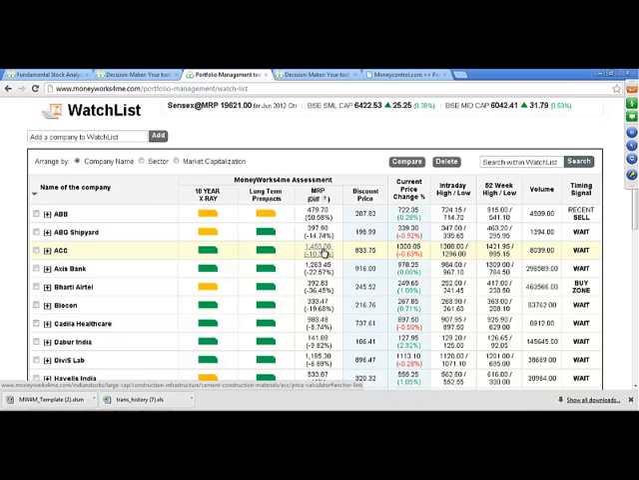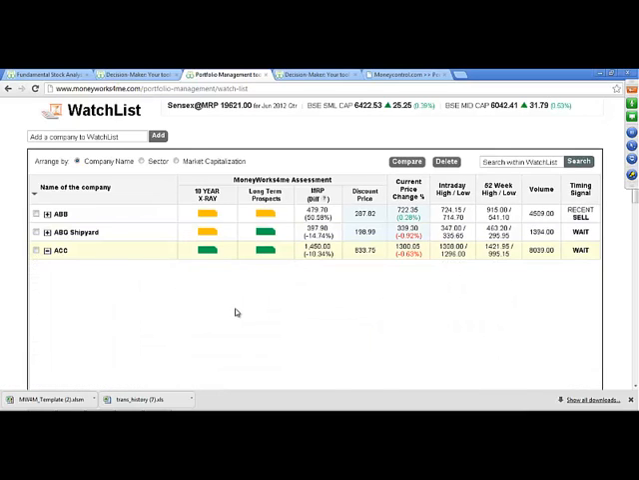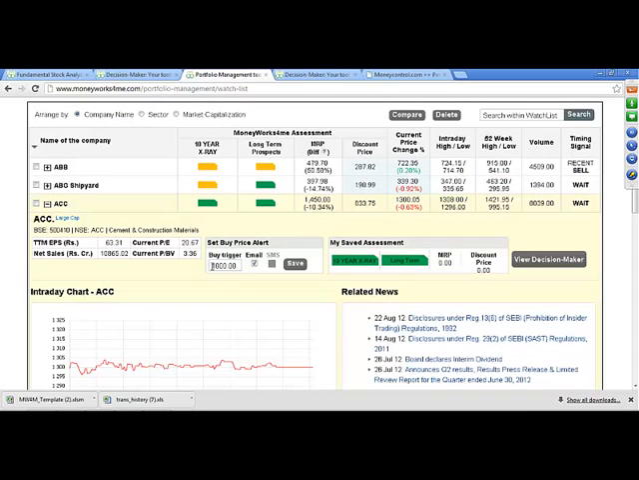Okay, so how it helps you is in one shot you can take a call. You can just set up buy and sell alerts. So here I can set a buy trigger. Suppose I want to buy ACC at 1000 rupees. As you can see, I have set a trigger of 1000 rupees and I'll get an email alert. So whenever that price is reached, I can get an email alert.